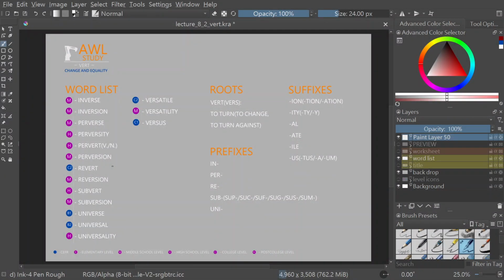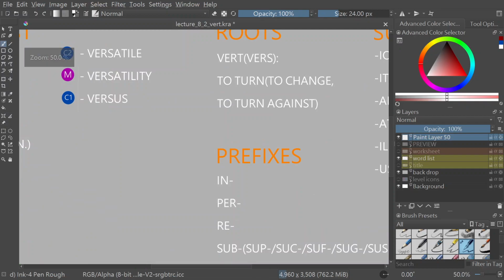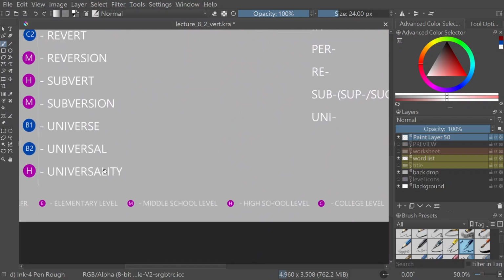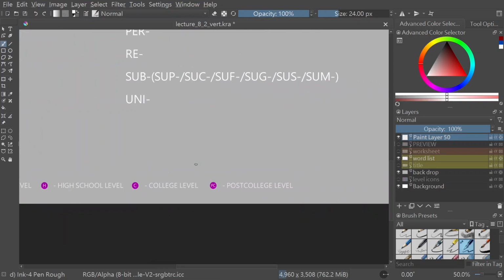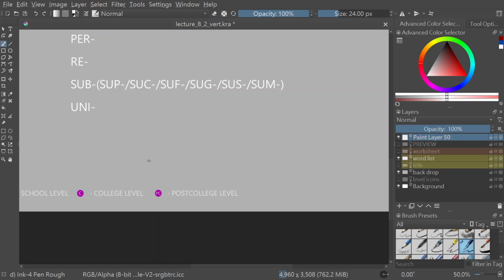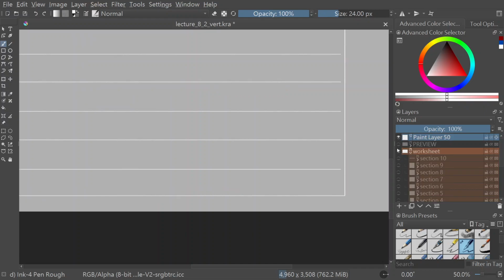Okay, now we have more words that share a root verse, in its variant verse, meaning to turn, to change, or to turn against. We have some prefixes and suffixes combined with the root to form these words, and they are labeled with either CEFR levels or the general academic levels: elementary, middle school, high school, college, and post-college. Right, let's begin with the first word.